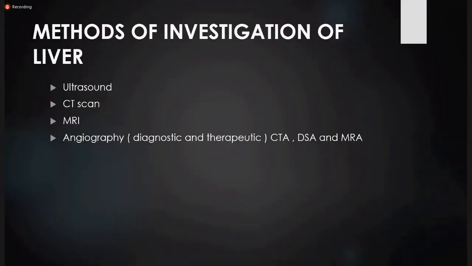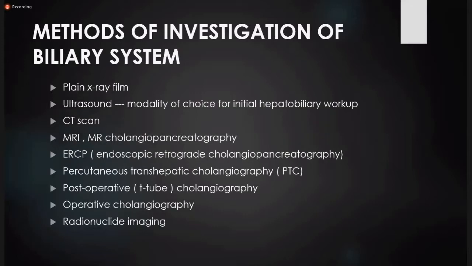What are the methods of investigation to investigate the liver? The first and foremost investigation that we go for is ultrasound. And then for further detailed evaluation, CT scan and MRI can be performed. If we want to further investigate the vascular anatomy, then we can go for CT angiography, DSA or MRI. But today we will be concentrating more on ultrasound, CT and MRI. These are the basic investigations that usually are prescribed.